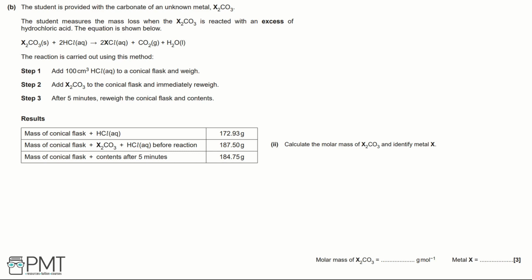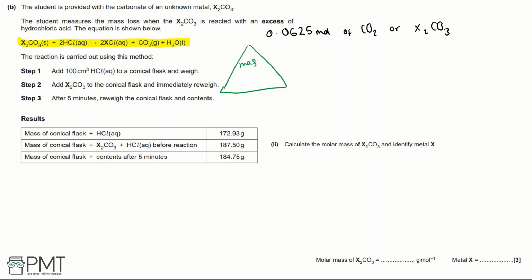Part 2. Calculate the molar mass of X2CO3 and identify metal X. So firstly, we need to note that the molar ratio of our carbonate to our carbon dioxide is the same. So that means we've got the same number of moles. So we can carry that on from the previous question, 0.0625 moles of carbon dioxide or X2CO3.